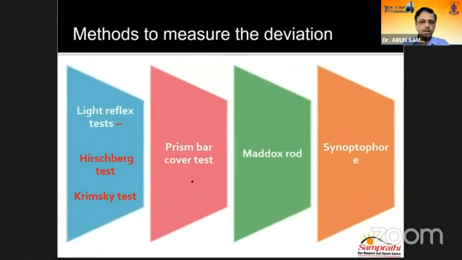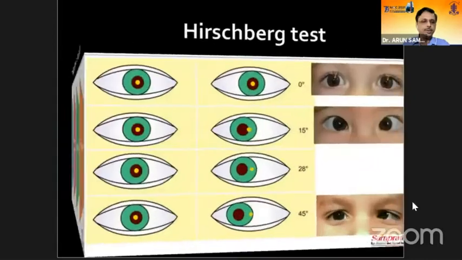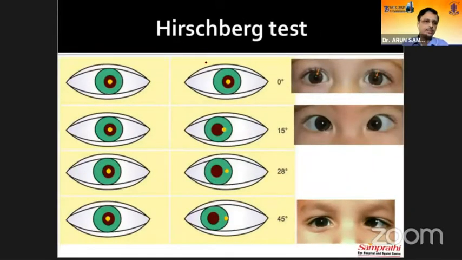So normally the commonly used test for measuring deviation is one of the Hirschberg test, the Krimsky test, and the prism bar cover test. There are other methods also which can be used. Coming to the Hirschberg test, which measures the angle in terms of degrees. So here, if the examiner sits right in front of the patient and is exactly behind the light source, and if the light is in the center of the pupil, then the eye is orthotropic.